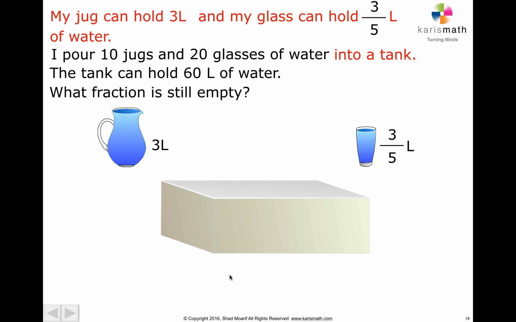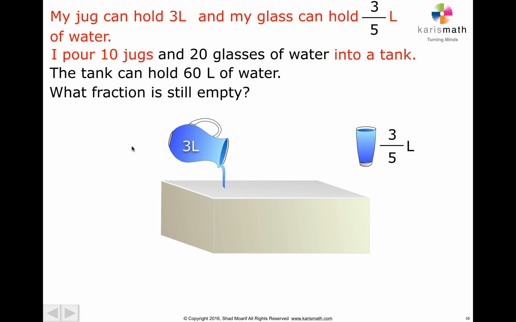Okay, let's draw the tank first. That's my tank. Now I'm going to pour 10 jugs, 10 of these. It has 3 liters, right? So if I tip it over and pour it, that's 3 liters. But I'm pouring 10 of these, so 10 times 3 liters. So when all of it's poured down, this obviously is 30 liters of water inside the tank already, because 10 jugs is 30 liters. I've poured 30 liters of water already in the tank.